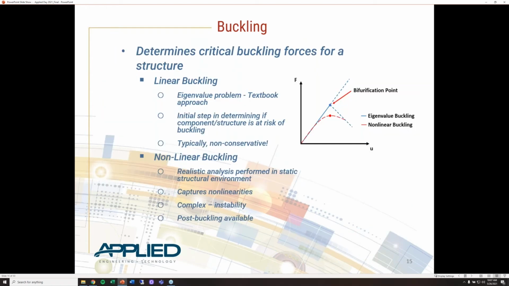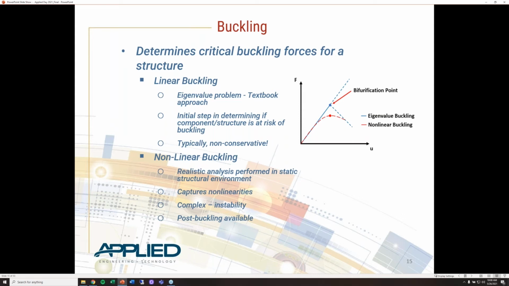Moving on, we'll talk about buckling a little bit. Buckling determines the critical buckling forces for a structure. We have two types of buckling analysis. We have linear buckling and we have nonlinear buckling. So we'll start with linear buckling, or eigenvalue buckling. This is an eigenvalue problem, which is kind of a textbook approach.